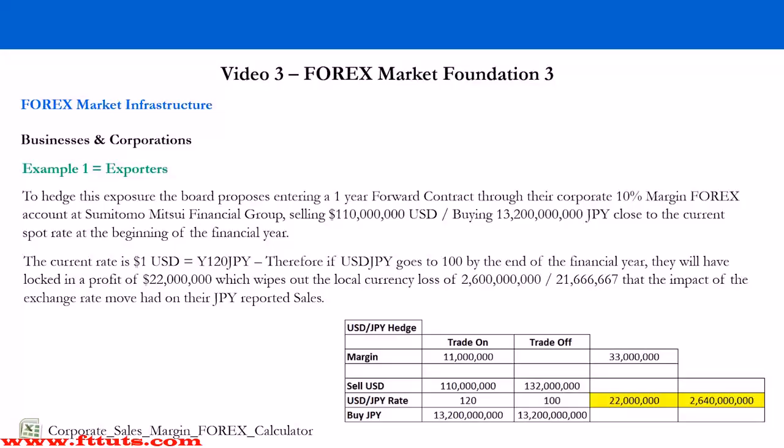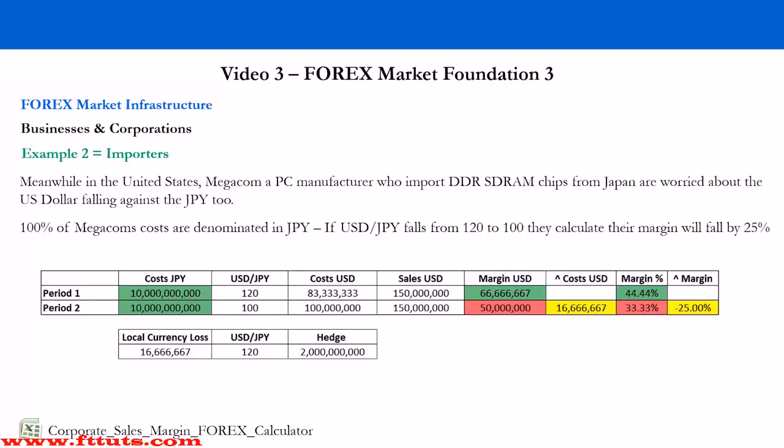Now let's move on to importers. So imagine a situation where you're now an importer in the United States. And here the example is with a company called Megacom, who is a PC manufacturer in the US, and they import SD-RAM chips from Japan. And they're also worried about the US dollar falling against the yen as well.